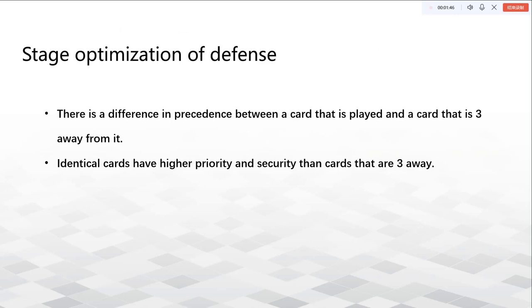In addition, we found a stage optimization of the defense algorithm when we implemented the basic method. In the basic method, we set the same safety factor between a card that is played and a card that is 3 away from it. However, we discovered that there is a difference in precedence between them. Identical cards have higher priority and security than cards that are 3 away. So we add this tip to the defense algorithm.